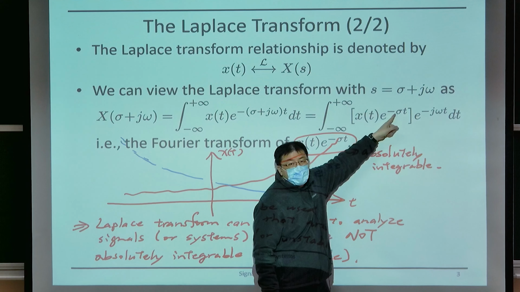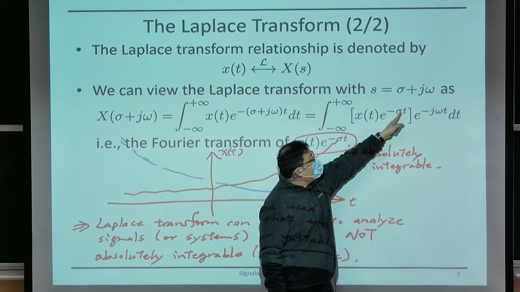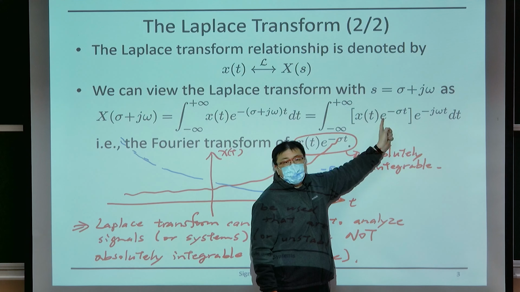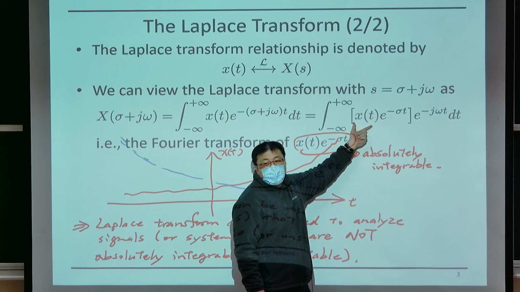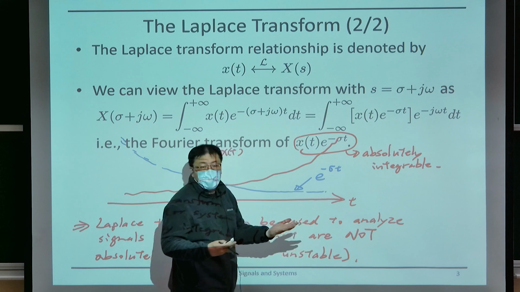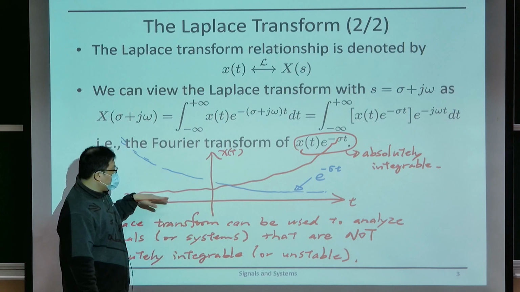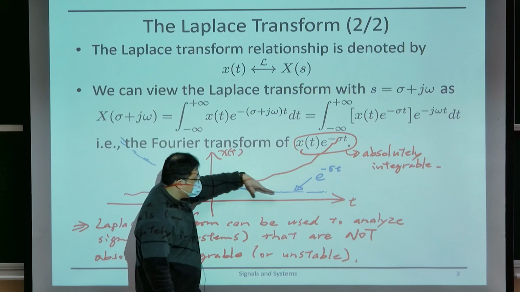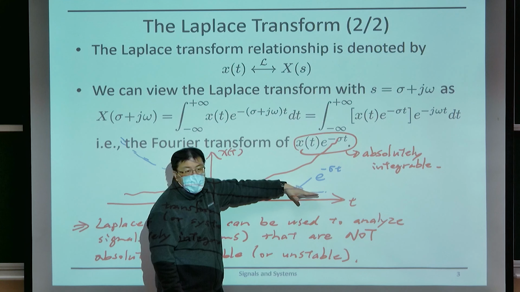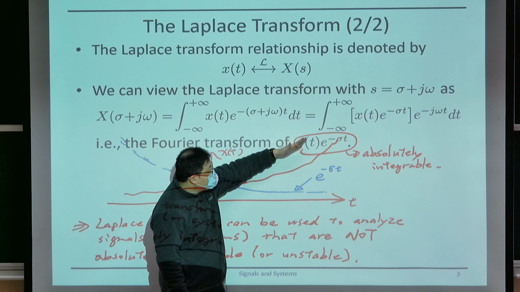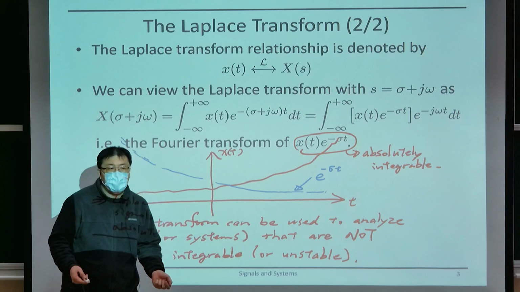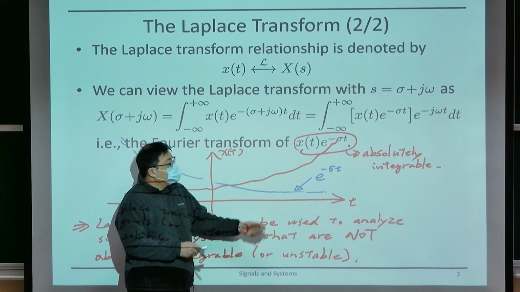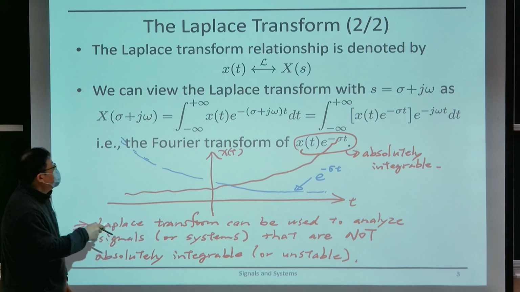If sigma is greater than 0, it is decaying to the right. If it is less than 0, then it's decaying to the left. So this exponential can be used to suppress part of x(t) that is growing undesirably. For example, suppose you have this x(t) that is growing to the right, then you can multiply it by this decaying exponential that suppresses this part of the signal. By choosing sigma large enough, you can suppress this part to the point where it becomes absolutely integrable, and in that case, you can perform the Fourier transform, or overall the Laplace transform.